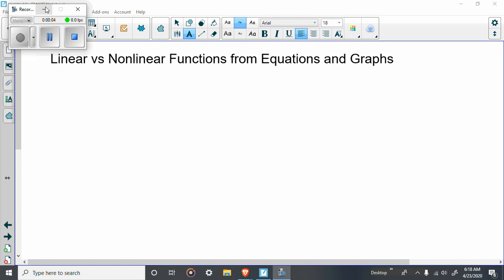Okay. Today, we've been talking about functions and what they are. We talked about the vertical line test. Today, we have to start talking about some things we know and some things that we're going to learn about in the future. Okay. We know about linear functions.